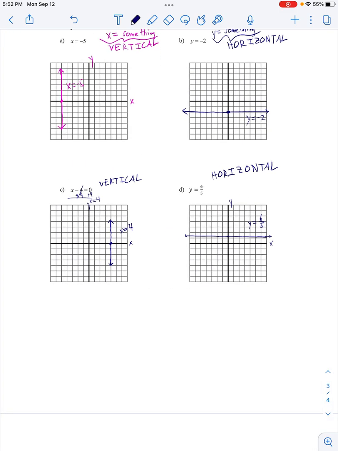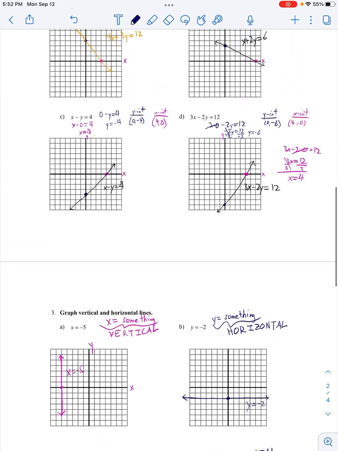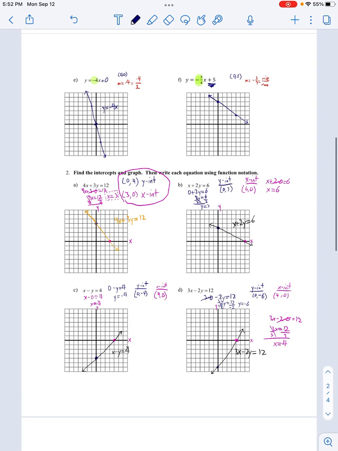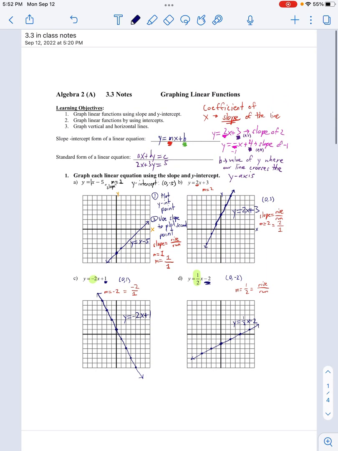There we go. So pause it if you need to. Slow down the video if you need to, but here's every page. All right, so come ask your questions in class if you don't understand this, okay? This stuff will be on the test.